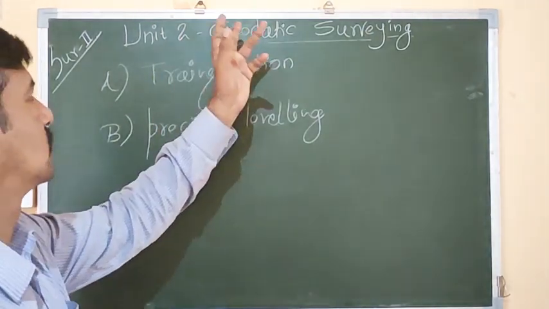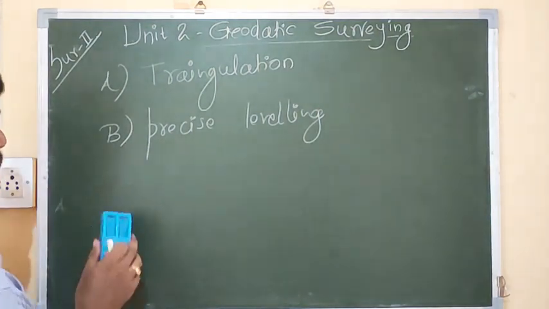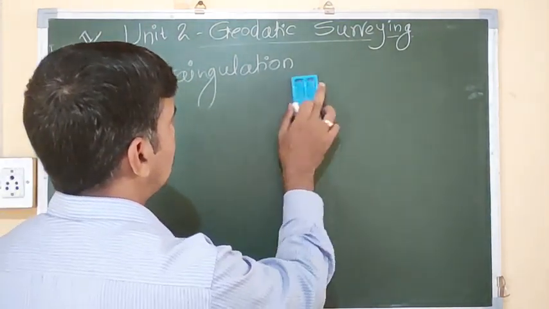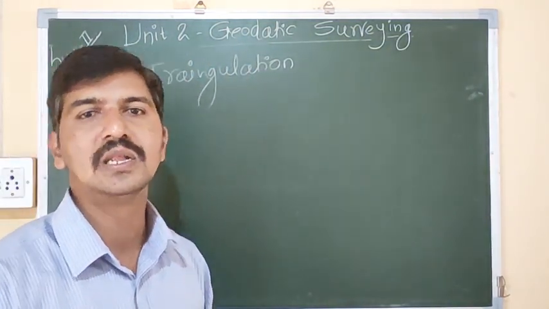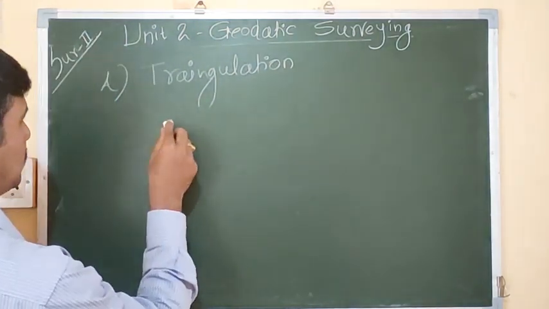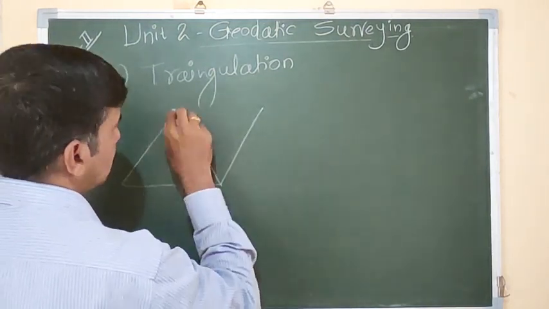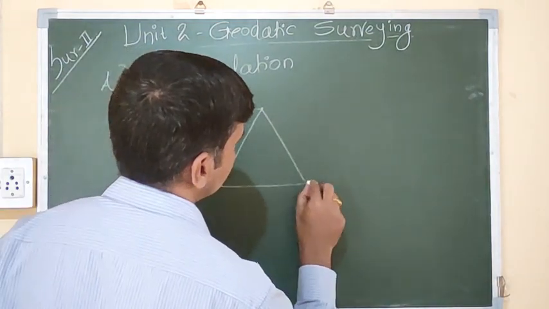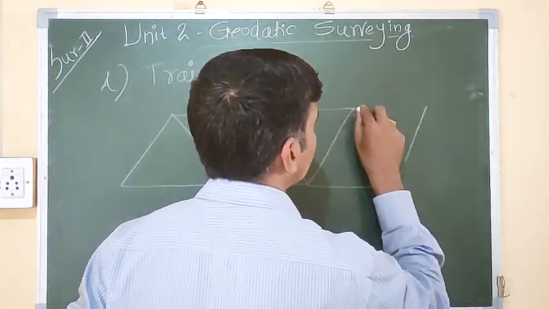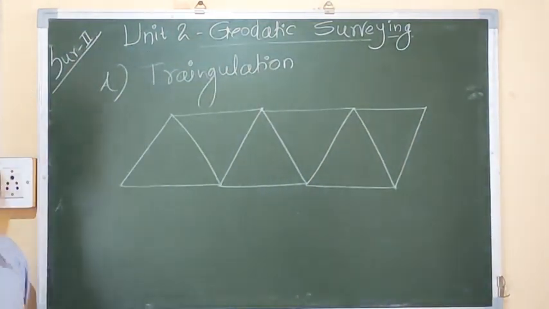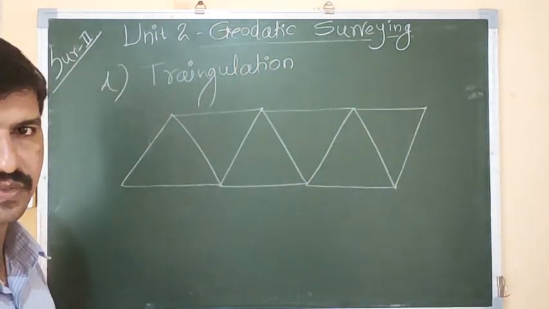For our case, for unit number 2, surveying part 2, we have to focus on triangulation. What is triangulation? Now, in triangulation, your area is divided into a number of triangles. Let us see. This is your first triangle. Here, this is your second triangle. The whole of your area is divided into a number of triangles.